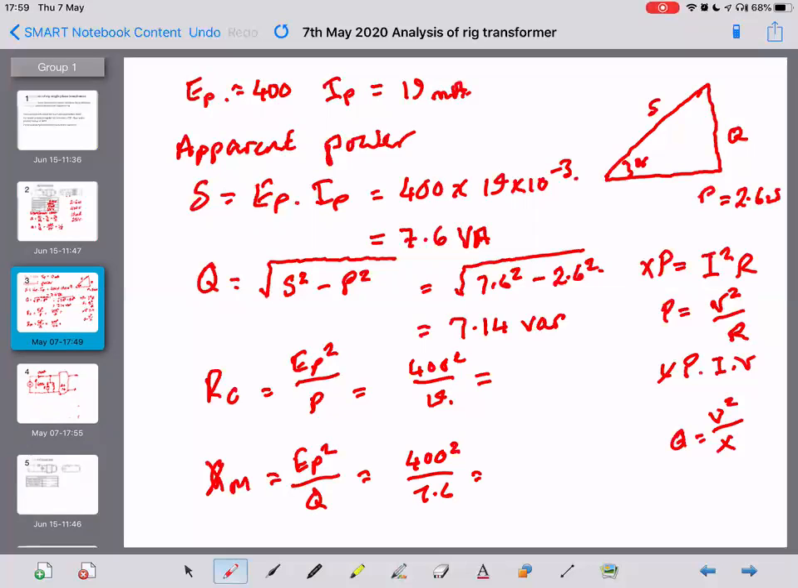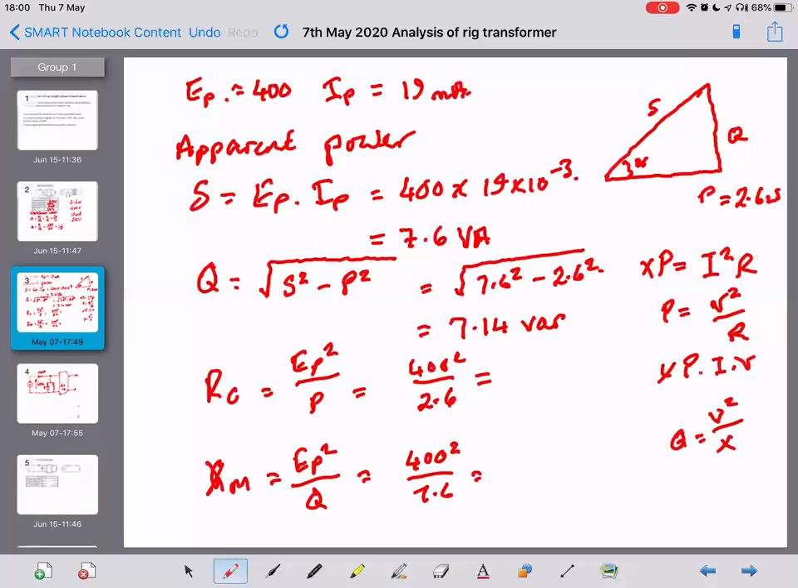Where's the 19 from, Mike? No, hang on, 19's wrong. I've done it again, haven't I? 19 milliamps is the current. It's 2.6 watts. I've got 19 on the brain. That's a big number.